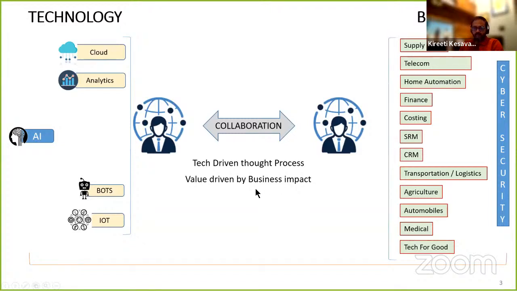So the tech-driven thought process is the key, and then value driven by the business impact that you're going to create is extremely important. One of the things which I would like to highlight here is that nobody is going to be elated by the complexity of the solution that you're going to provide. That may be a wow factor for a moment, right? Wow, generative AI is able to do a lot of things, but how you are using that to generate revenue or ROI is an important aspect, right?